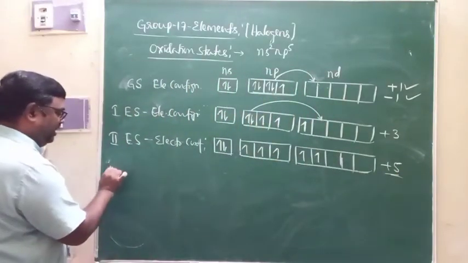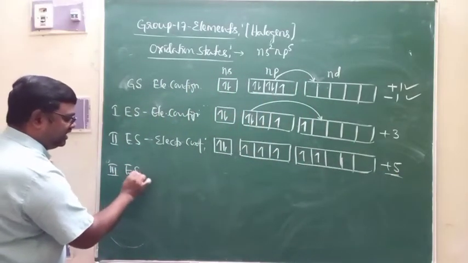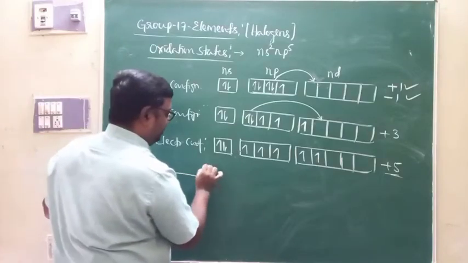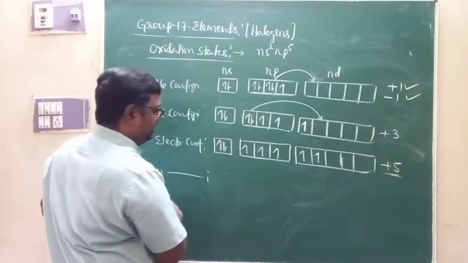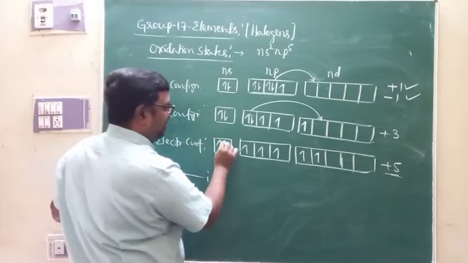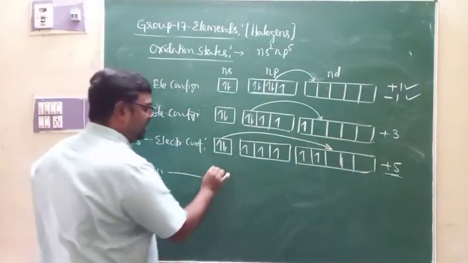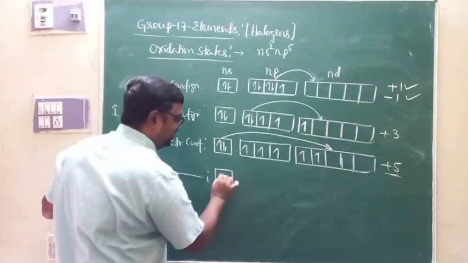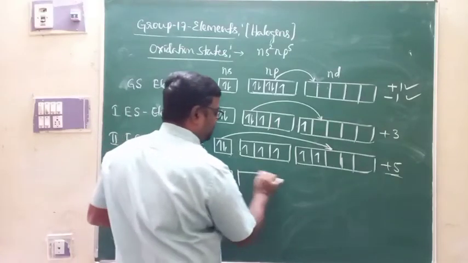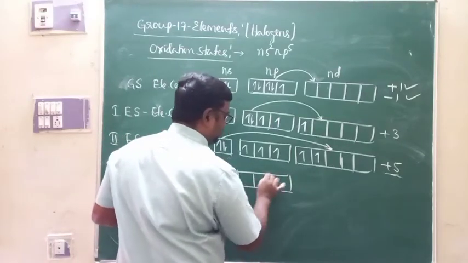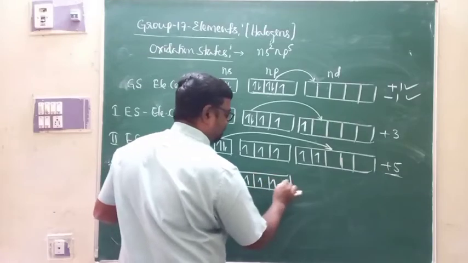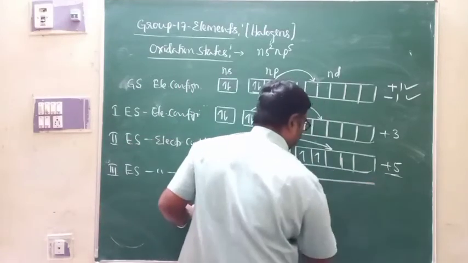And similarly, in the third excited state, look at the electronic configuration. In the third excited state, you are going to provide some more amount of energy. Then an electron will be shifted from Ns to Nd there. Then unpairing of electrons in Ns takes place. Look at this. Now, how many unpaired electrons are available?